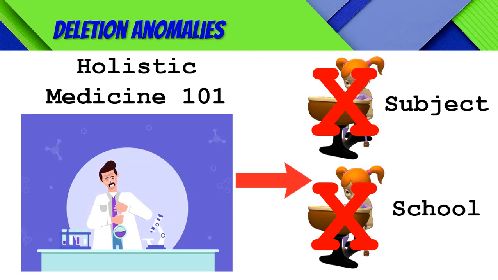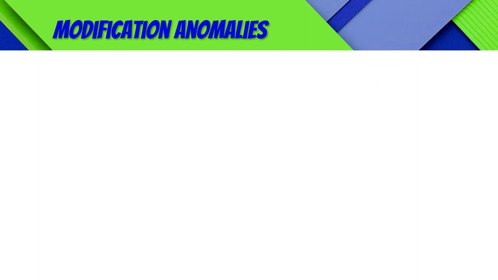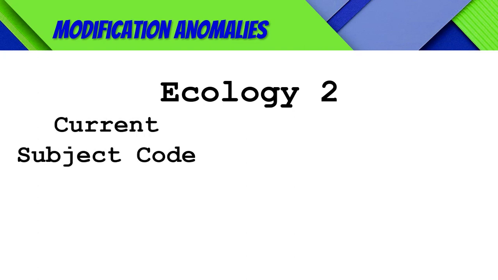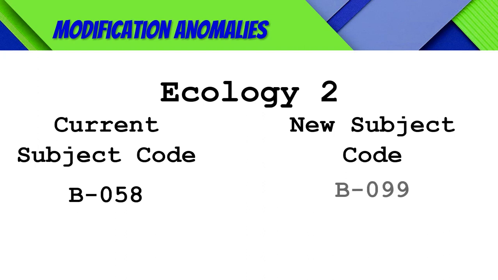So, deletion anomalies. For the third, we have the modification anomalies. We have one subject, for example, Ecology 2. The current subject code of Ecology 2 is B058. Now, papalitan natin ito ng B099. Okay, now kung papalitan natin ng B099, what if we have thousands of students enrolled in Ecology 2?